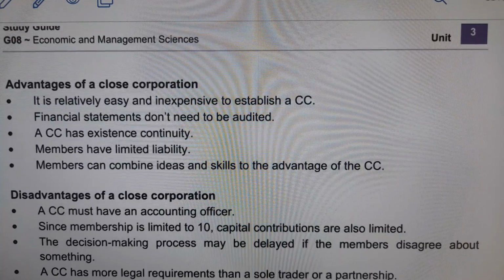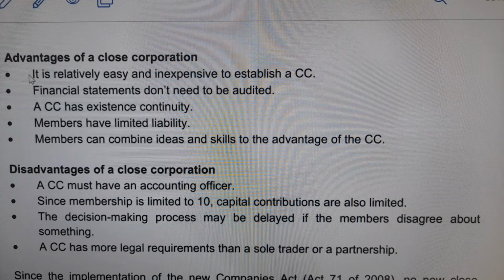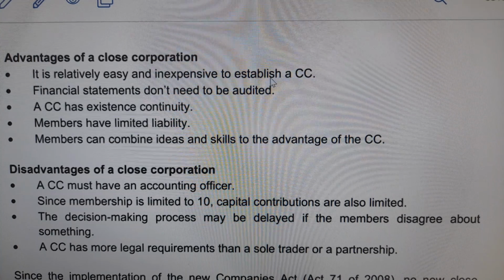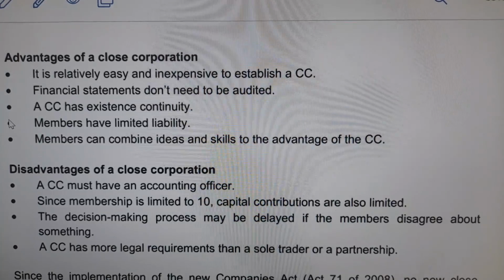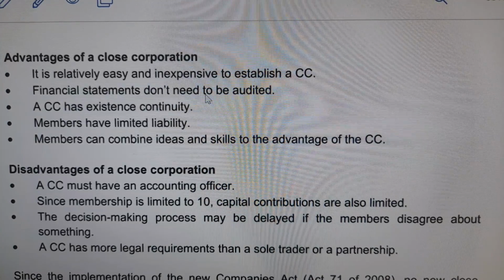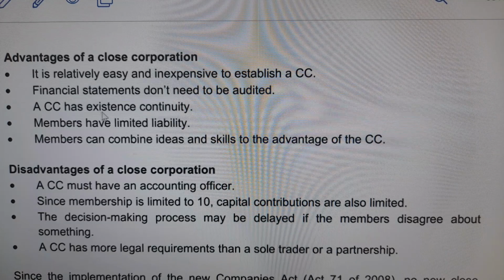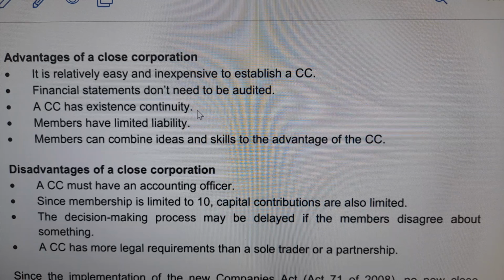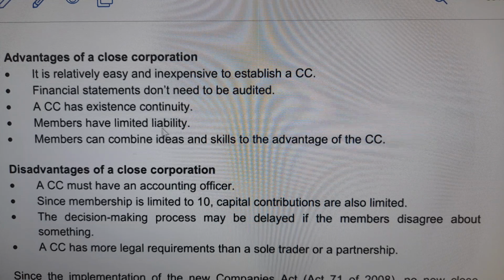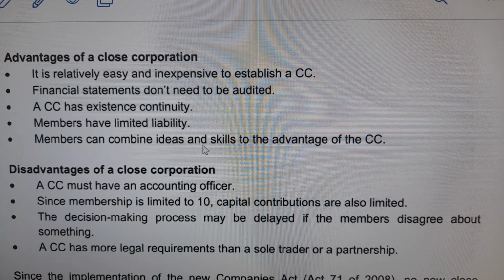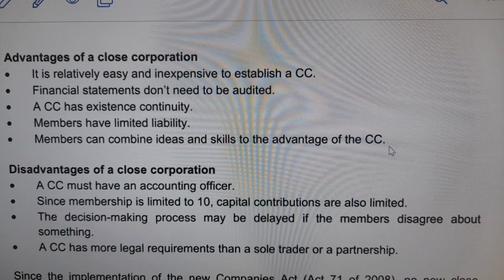And what are the advantages of the closed corporation? It is relatively easy and inexpensive to establish a closed corporation. Financial statements don't need to be audited. A closed corporation has existence continuity. Members have limited liability. Members can combine ideas and skills to the advantage of the CC.